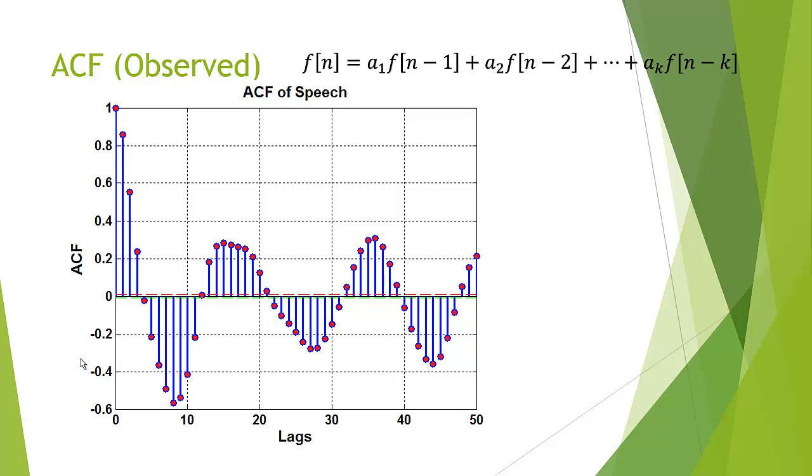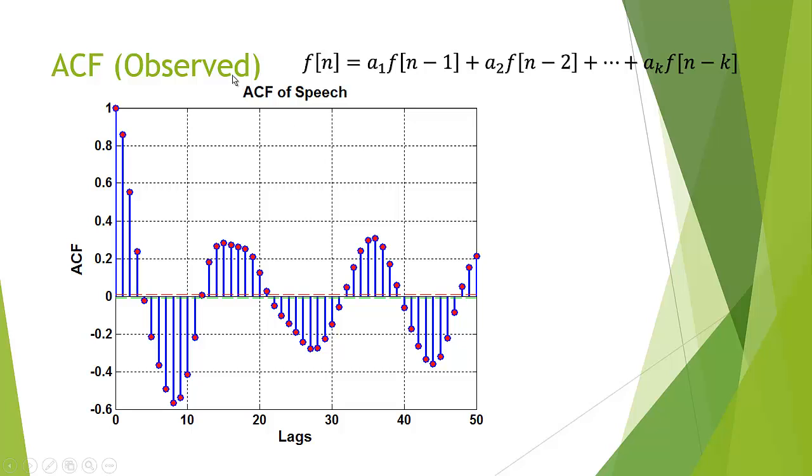Alright, so this is the autocorrelation function. An autocorrelation function is nothing but expressing the current observation f of n as a combination of a1 times the previous sample, a2 times the sample 2 steps back, and so on up to ak times. We are considering k samples here, and k would be 50.